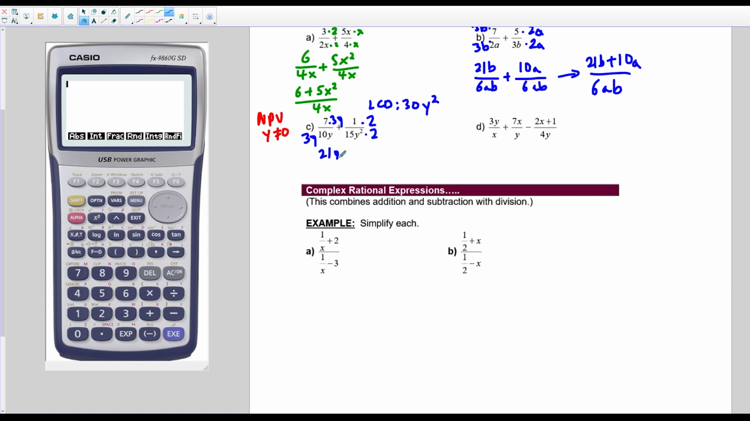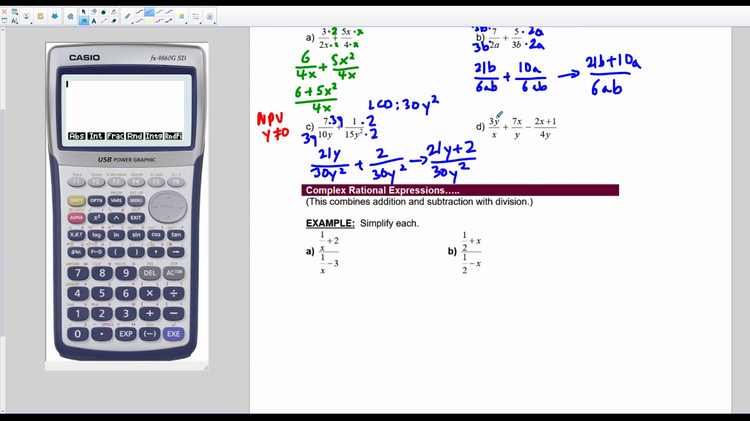So we're left with 21y over 30y squared plus 2 over 30y squared. So when we clean this up, we'll end up with 21y plus 2 divided by 30y squared.